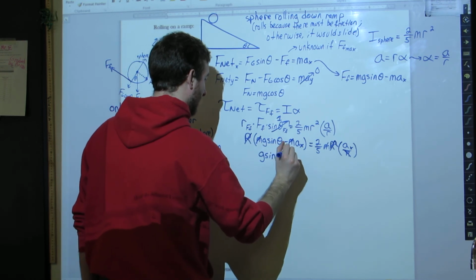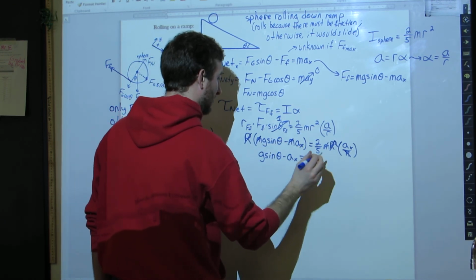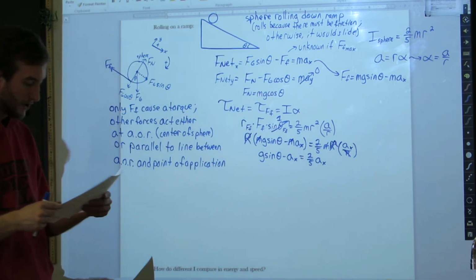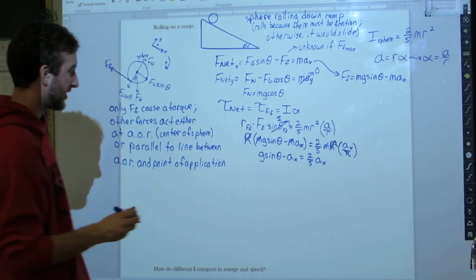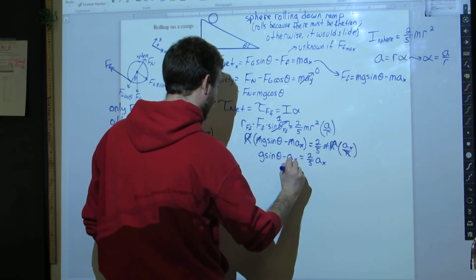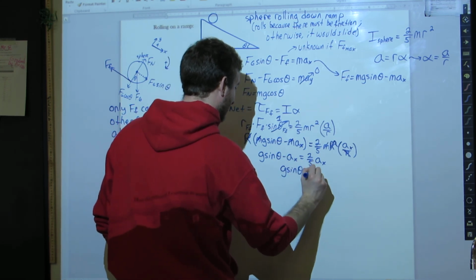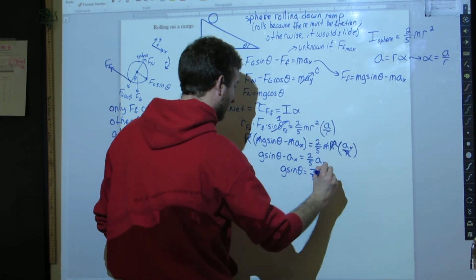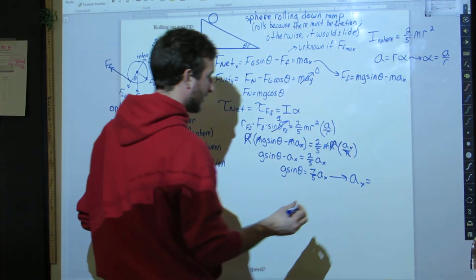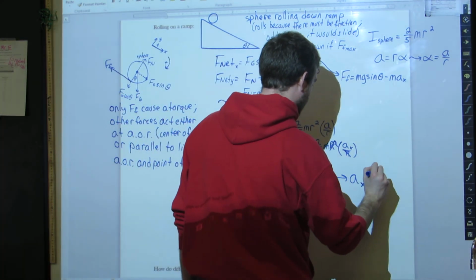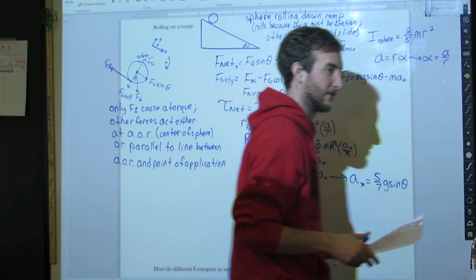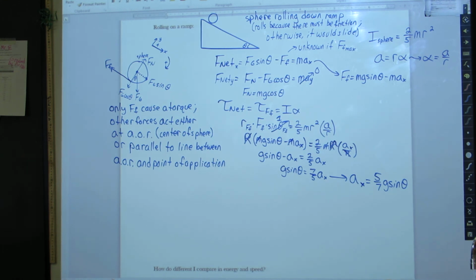g sine theta minus ax equals 2/5 ax. If we are solving for the acceleration, I add this over to the other side. What I end up with is g sine theta equals 7/5 ax. Therefore, the acceleration of this object down the ramp ends up being 5/7 g sine theta. 5/7 g sine theta.